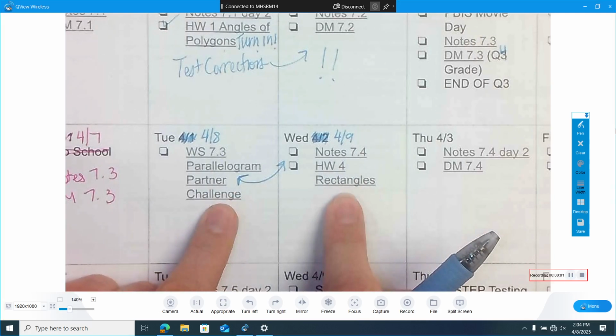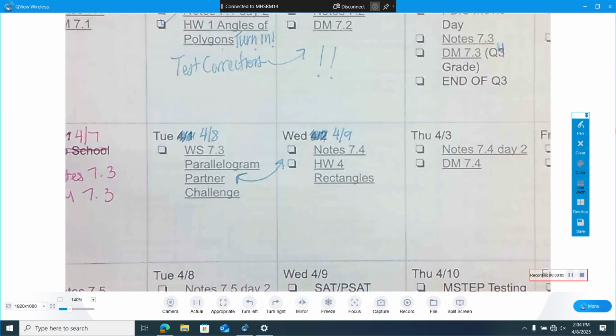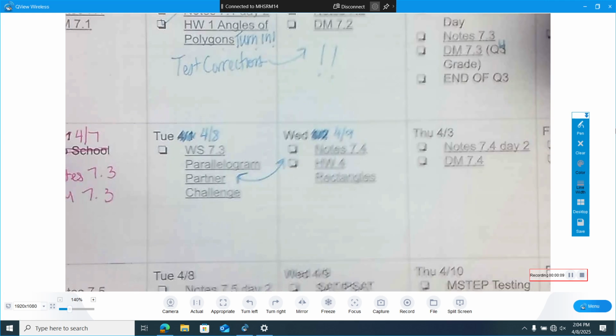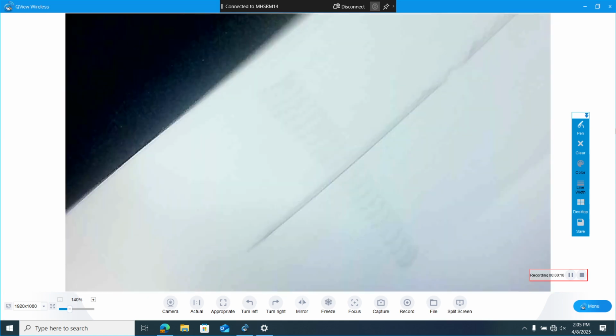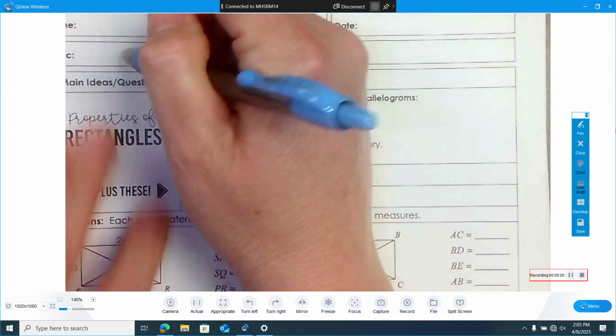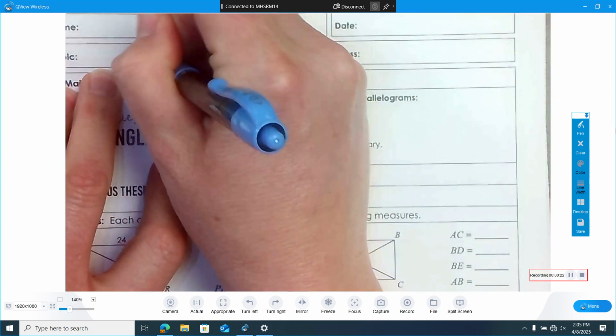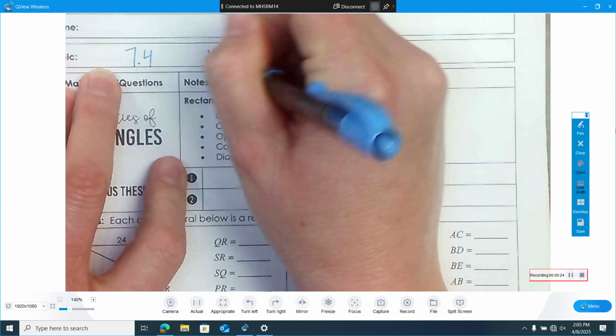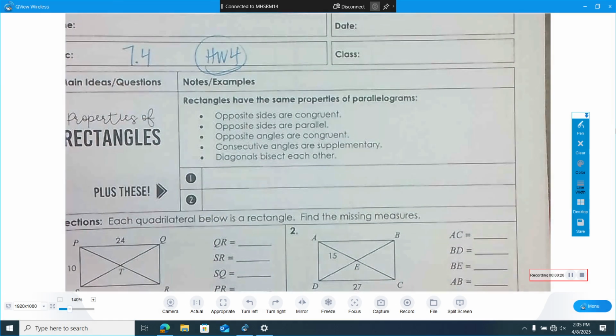So today we are doing 7.4 notes, and you have a worksheet for homework tonight, so you don't need your Chromebooks. So go ahead and open up to the rectangles page. This is section 7.4 in your books, and you do have homework tonight, which is a worksheet on rectangles.